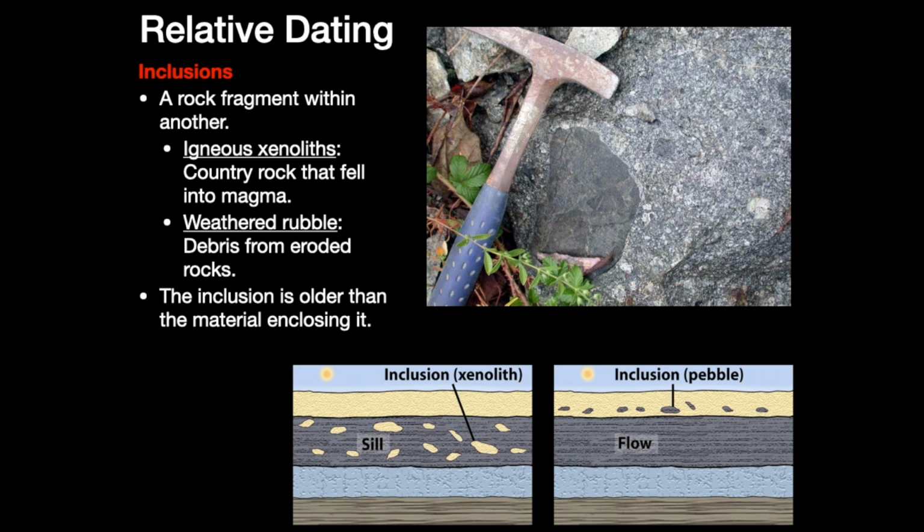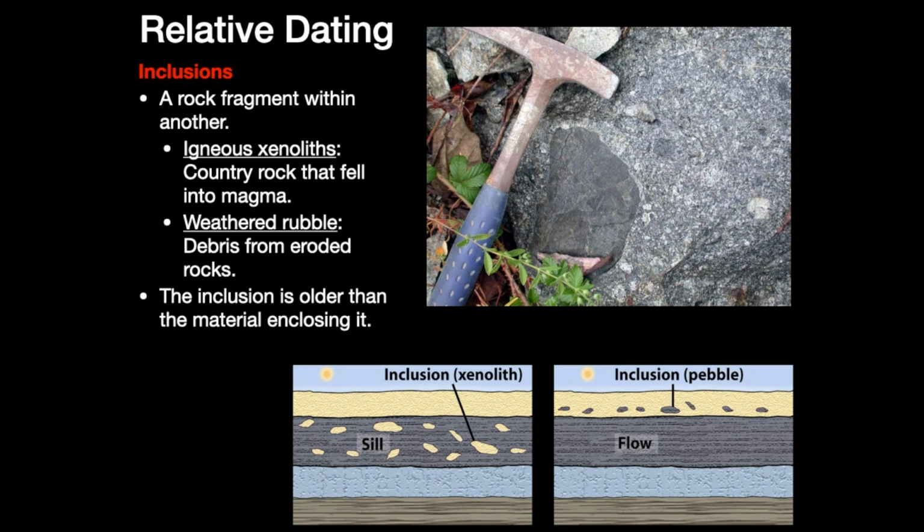And I've got two different situations down here on the bottom. The first one is you've got a sill, which is some igneous rock that melted its way between two layers of rock. Okay. I know that it melted its way. It's younger than the rock above it, because that yellow rock is included in it. So that yellow rock fell inside of it, which means that yellow rock had to be there first.